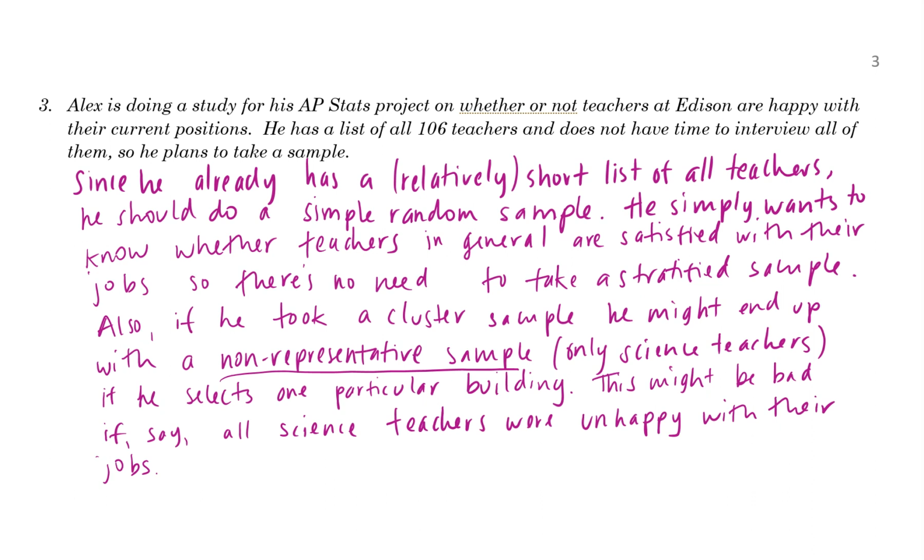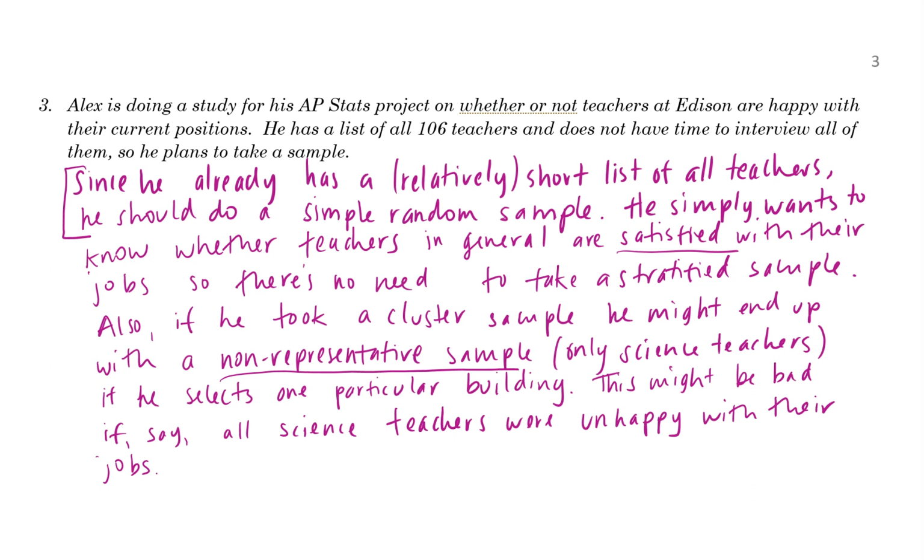And a stratified sample is cool and all, but there's really no need to do that because he doesn't care about if there's a connection between subject matter and satisfaction. He just wants to know if they're satisfied. Not only that, but he's got a complete list of all teachers, and the list is pretty short. So I would say here he should do a simple random sample. So if you said simple random sample, great, I agree with you. Practically speaking, really the first sentence is kind of all you need.